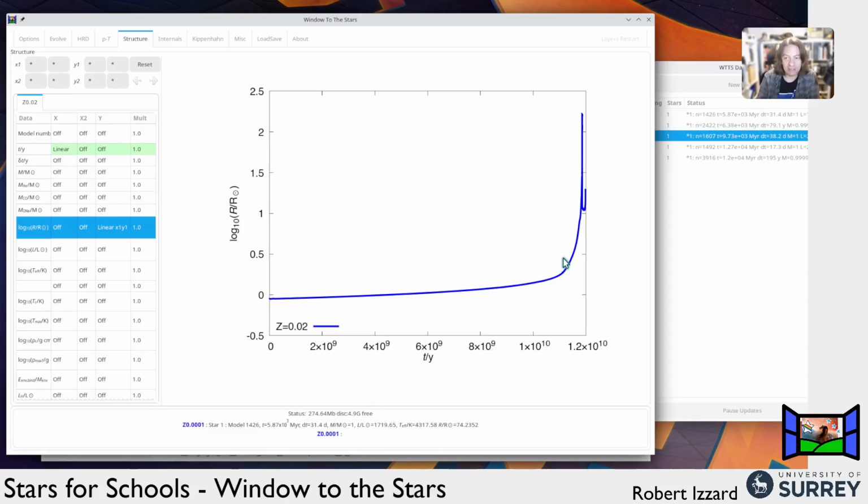That's why on the HR diagram there are also logarithms, and you're forced to use them. Otherwise, everything would look like it's 0 except on the giant branch, and that's not very useful. So that tells you everything about the radius of the star.